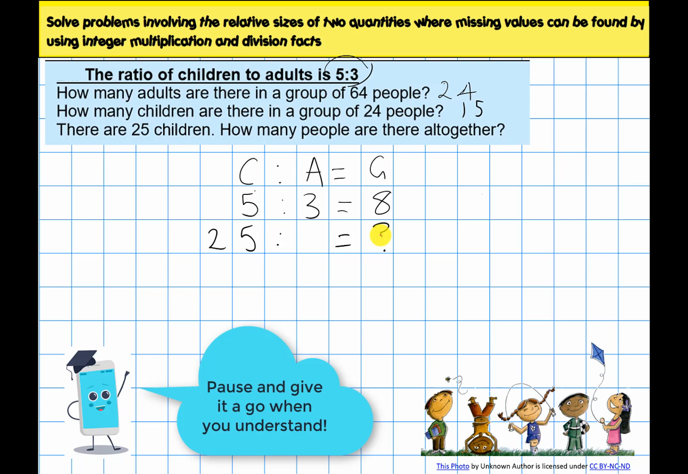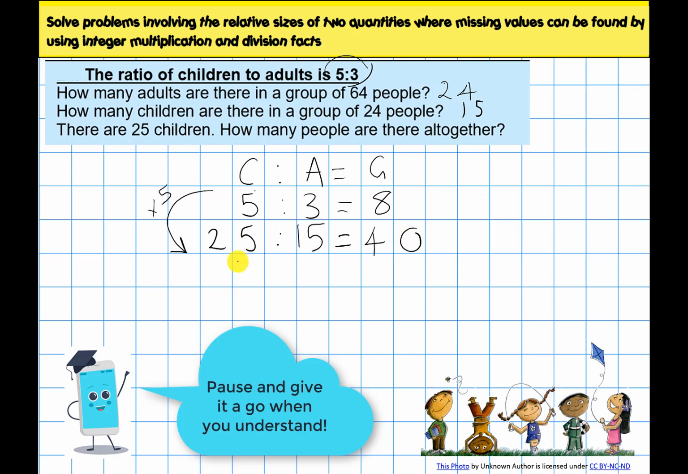Okay, have I got 2 things I can compare? Yes, I do. I can compare my children in the original and my children here. What have I scaled up by? 5 times what makes 25? I've scaled up by 5. So I now need to apply that scale factor to every other part. Let's start here. 3 times 5 is 15, and 8 times 5 is 40.